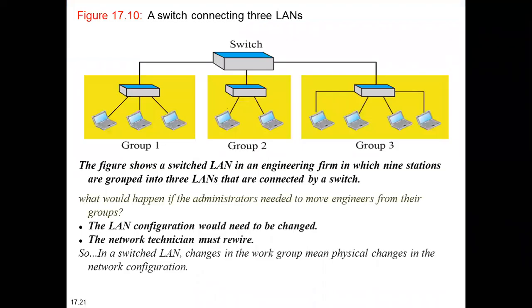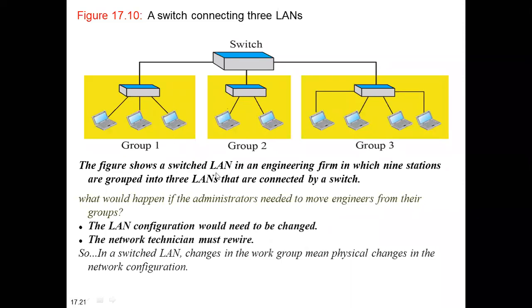This is an example of a switch connecting three different LANs. Just assume we have a switch connecting three different LANs. In the first group, say I have three stations. This shows a LAN in an engineering firm in which we have 9 stations in total: 4 plus 2 is 6, 6 plus 3 is 9.